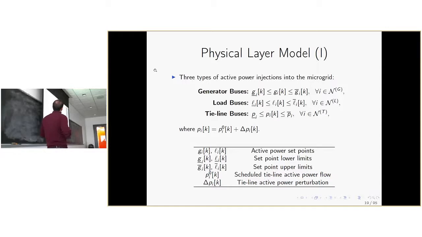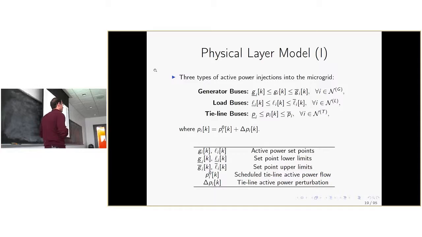We consider both controllable and uncontrollable loads. And we have a tie line. The power exchange over the tie line between the microgrid and the grid has two components. One is the energy component, which is fixed over the contract duration. The other component is the perturbation around the fixed component, which represents the regulation effort that we try to provide to the bulk power system.